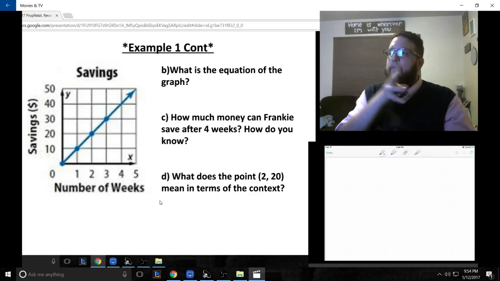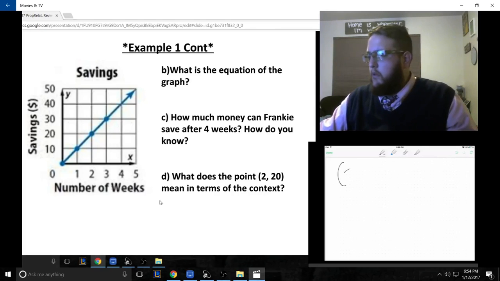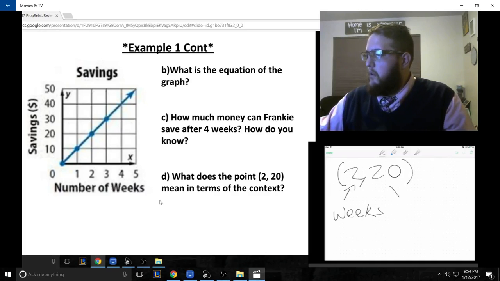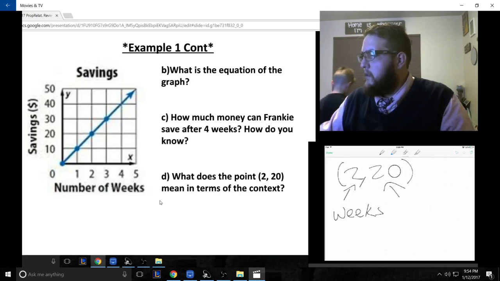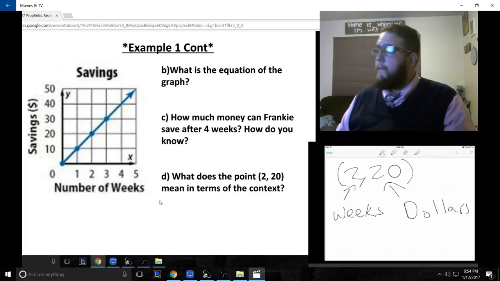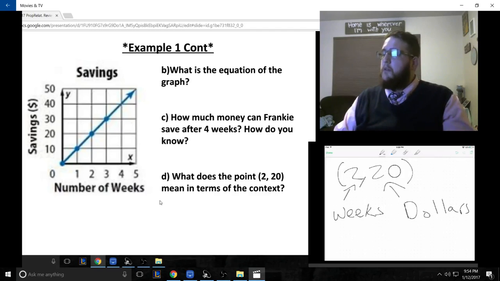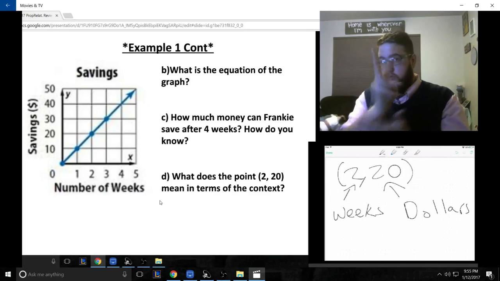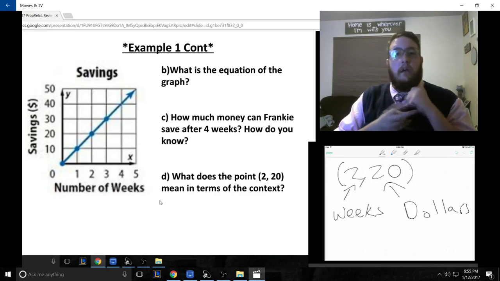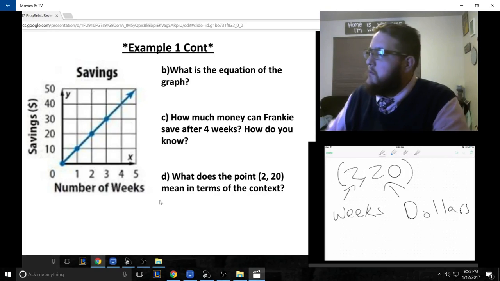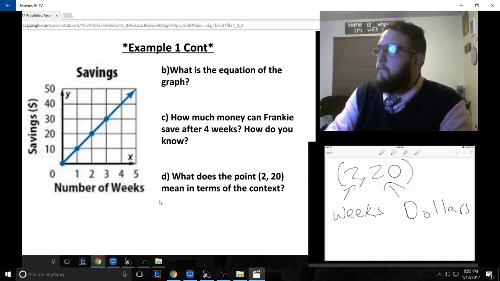D says, what does the point 2, 20 mean in terms of the context? So we've got the point 2, 20, and you can see that that's located on the graph as the 3rd point. If we go to 2 as our number of weeks on the x-axis and go up to the line, it is located with a corresponding y value of 20, which we can tell from our label on our y-axis is the number of dollars saved. So we can determine that 2, 20 in context means that Frankie has saved $20 over 2 weeks.